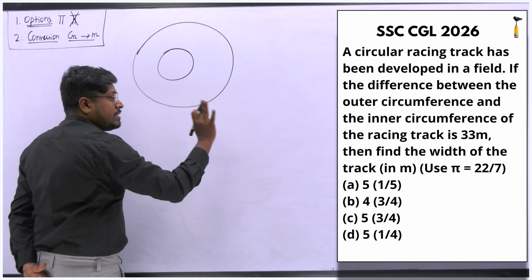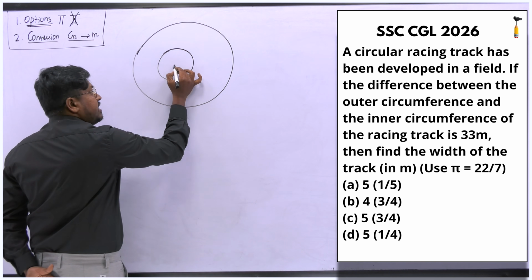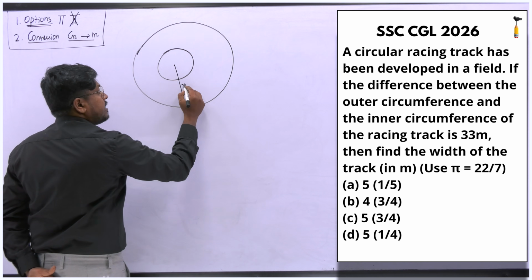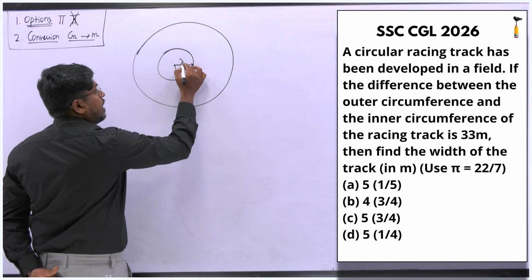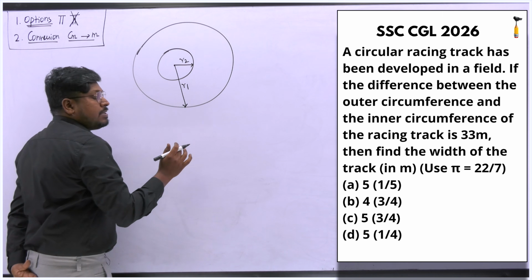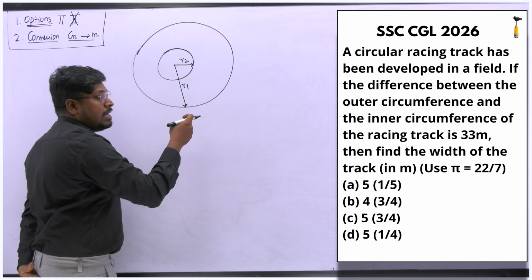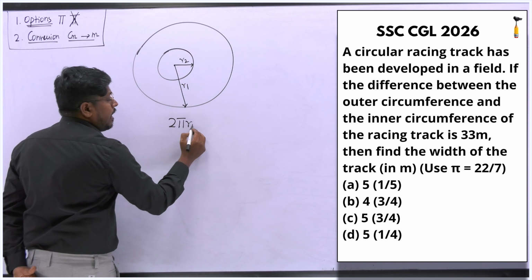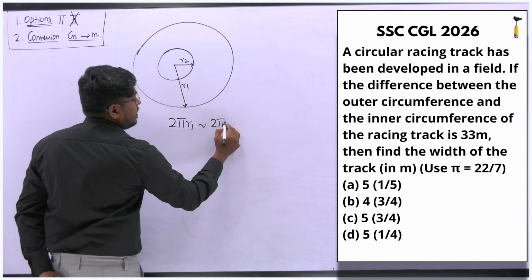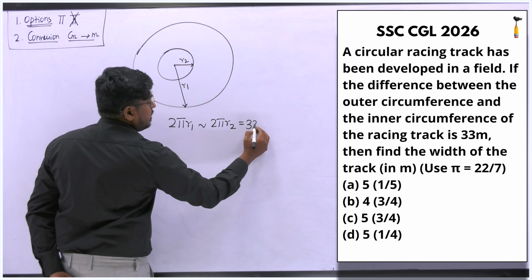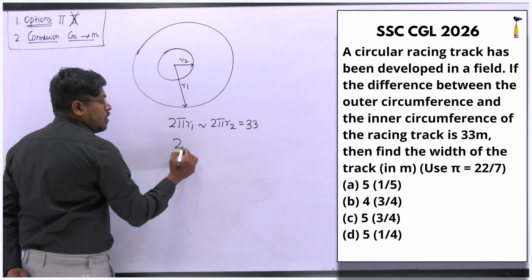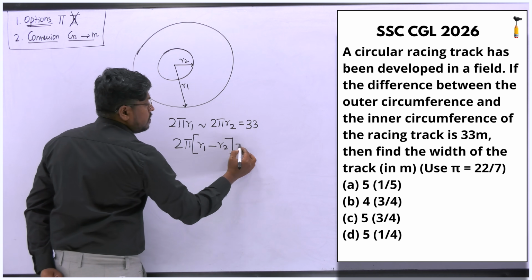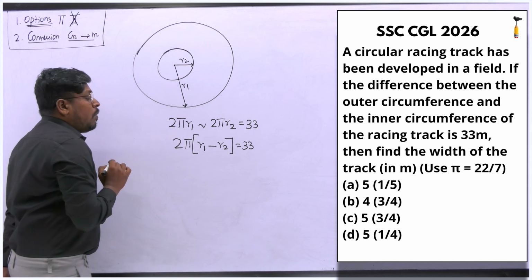What is the formula for the circumference of a circle? It is 2 pi r. I think in this video itself I have told you, always take the outer radius of a circle as r1 and the inner circle as r2. So what they have given here is the outer circumference minus the inner circumference, which is 33. So the outer circumference will be 2 pi r1 minus the inner circumference 2 pi r2 is equal to 33. Now we can take 2 pi common, and the result will be r1 minus r2 is equal to 33. So now what is our target here?